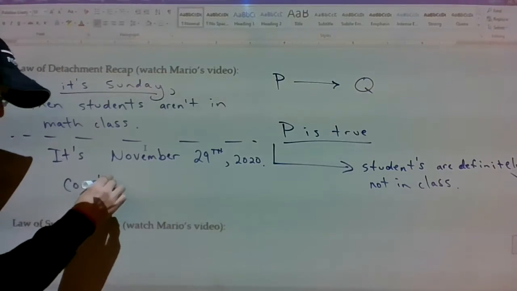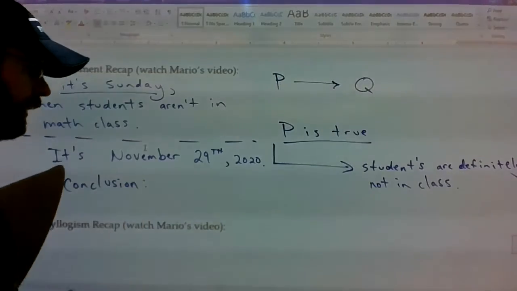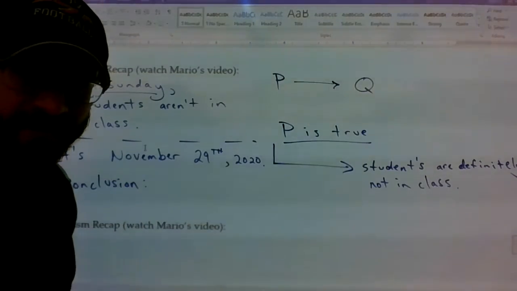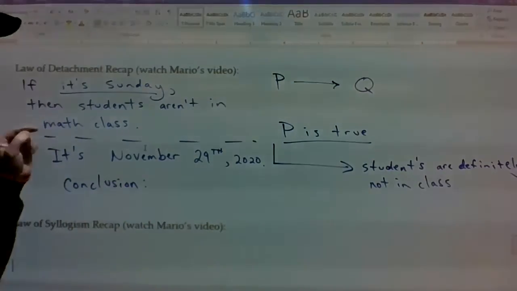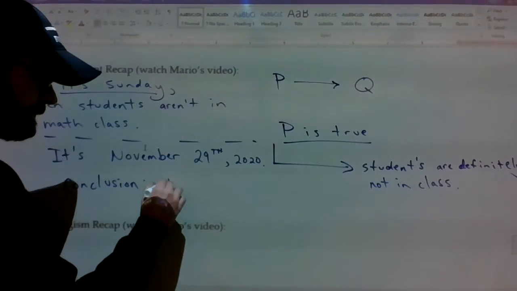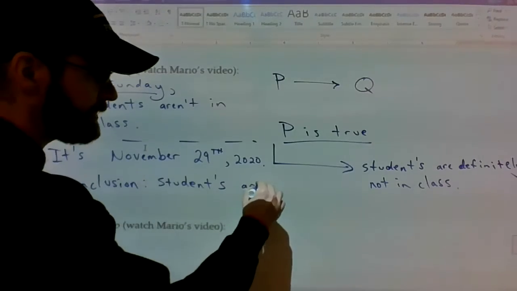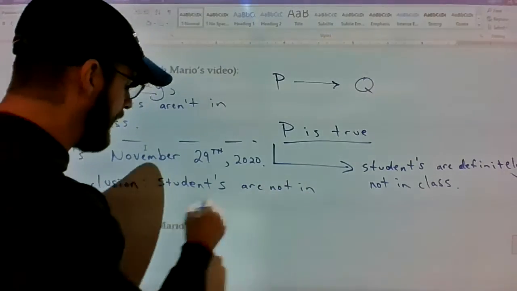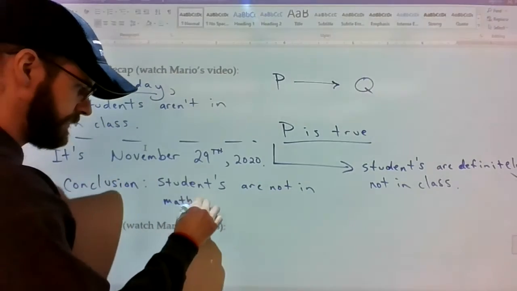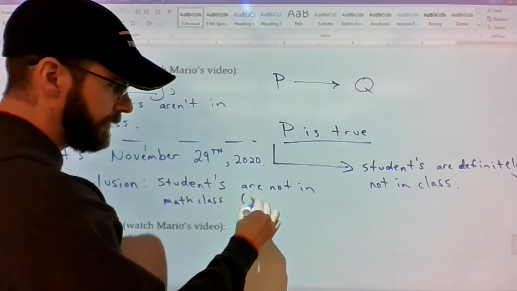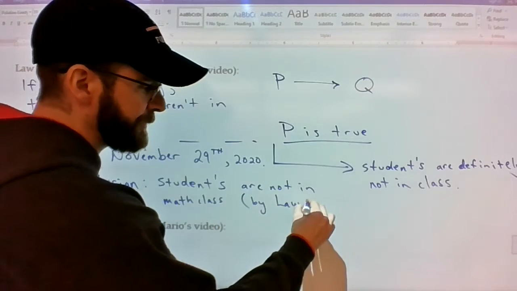Is there a conclusion? Well, November 29th is a Sunday, so the conclusion is students aren't in math class. That would be by law of detachment. Students are not in math class by law of detachment.